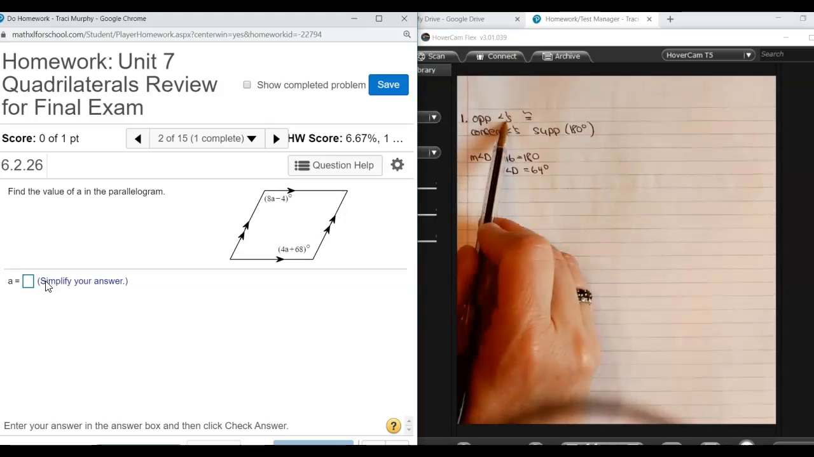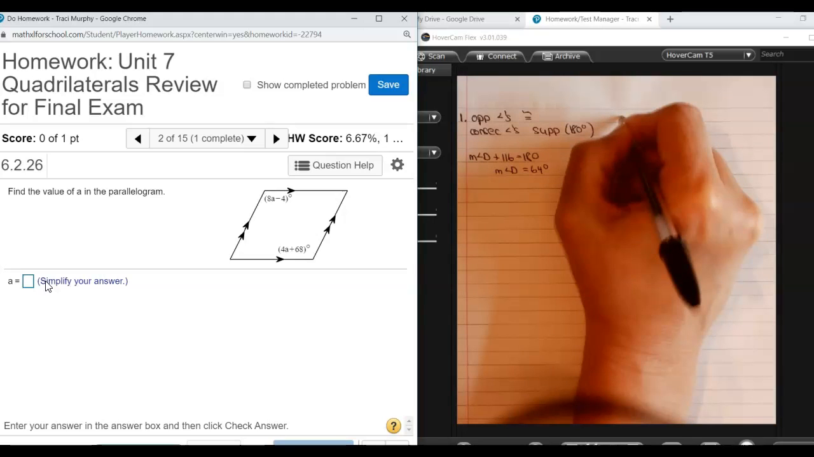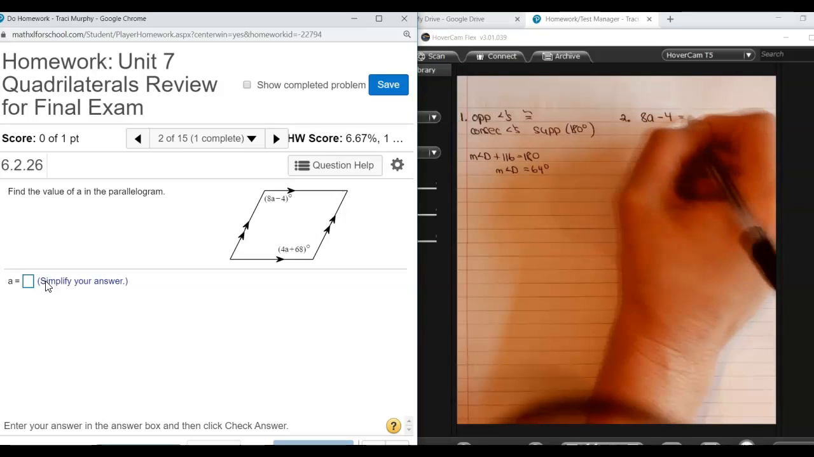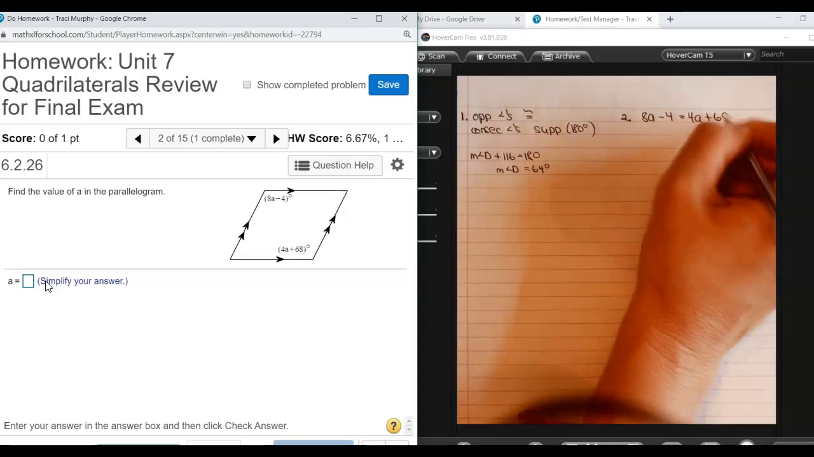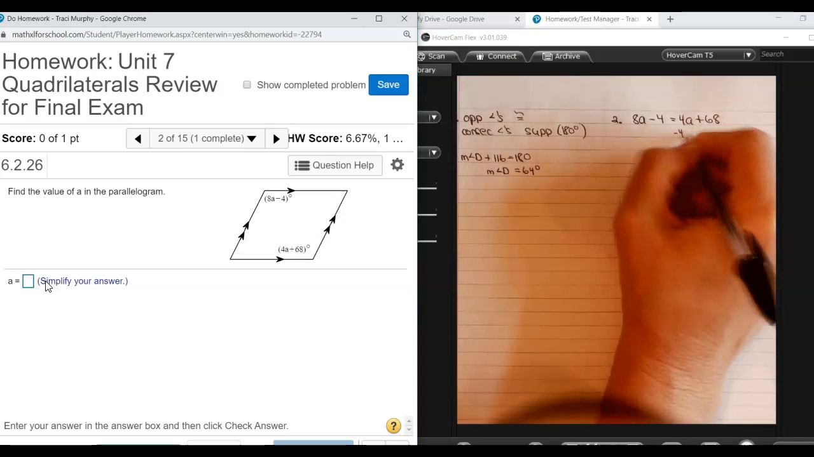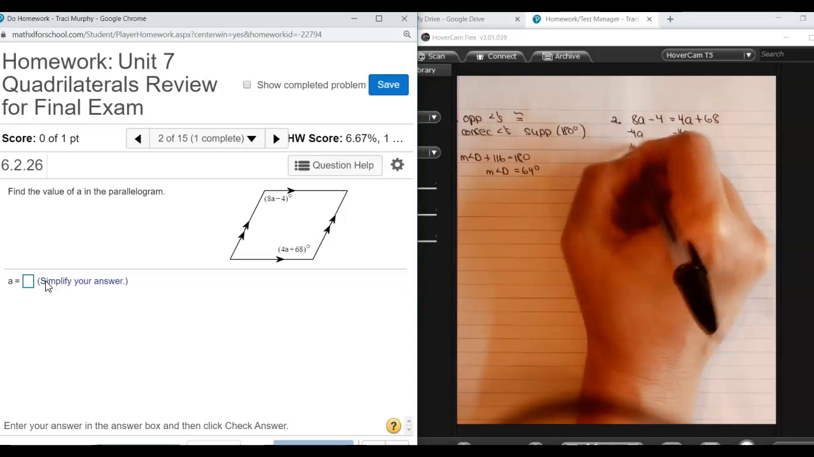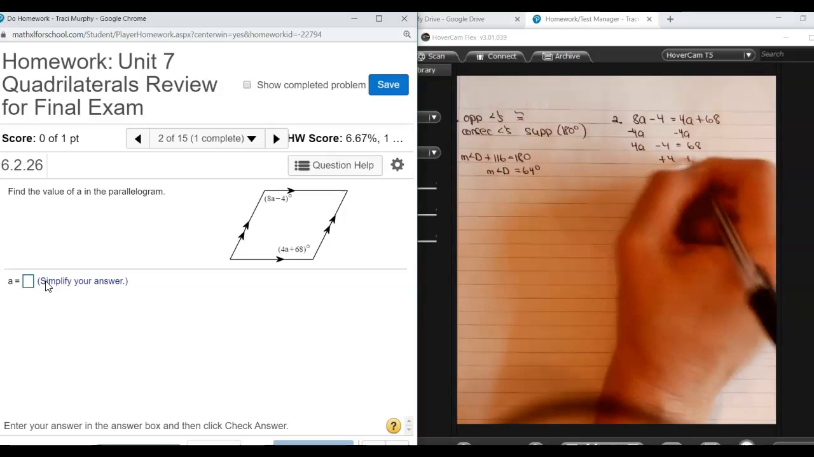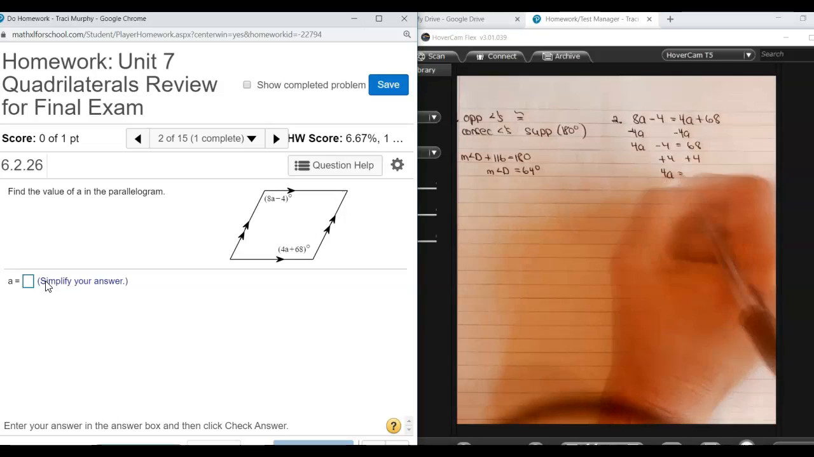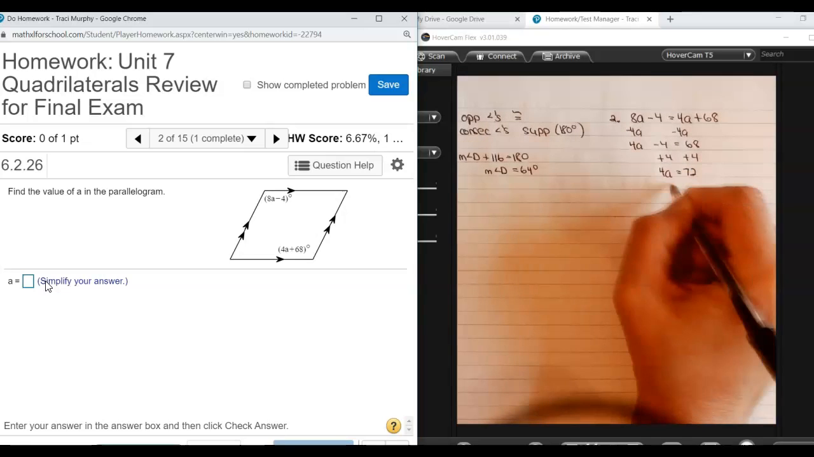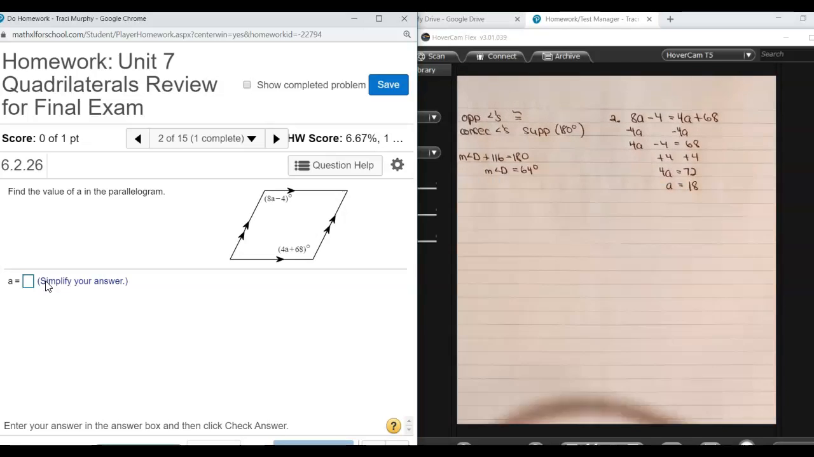Well, up here we said opposite angles are congruent. So that means we're going to set these angles equal to each other. 8a minus 4 equals 4a plus 68. We need to get a by itself. The first thing I'm going to do is subtract 4a from both sides. Then we can add the 4 to both sides. And just remember, yours is going to be a little bit different. Same process, but different numbers. And then finally, we're going to take 72 and divide it by 4, and we end up with a is equal to 18.